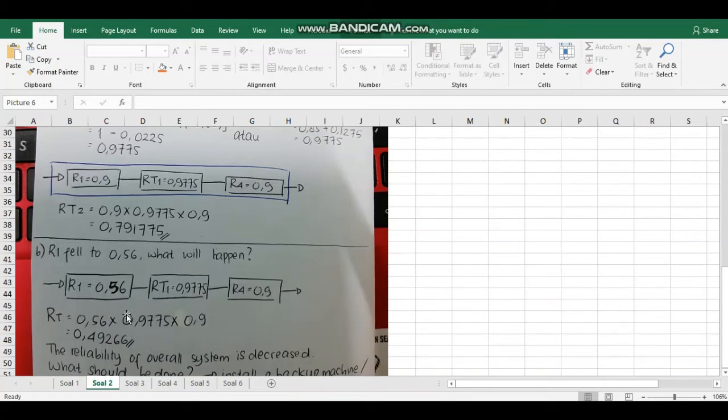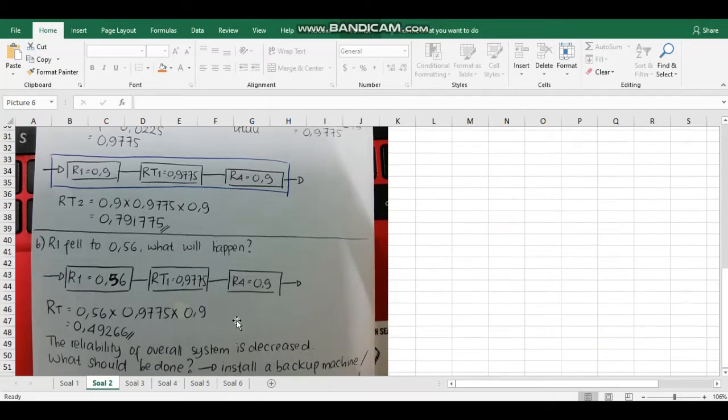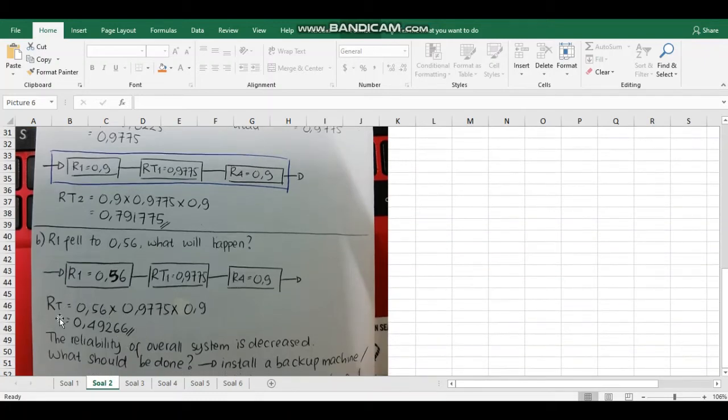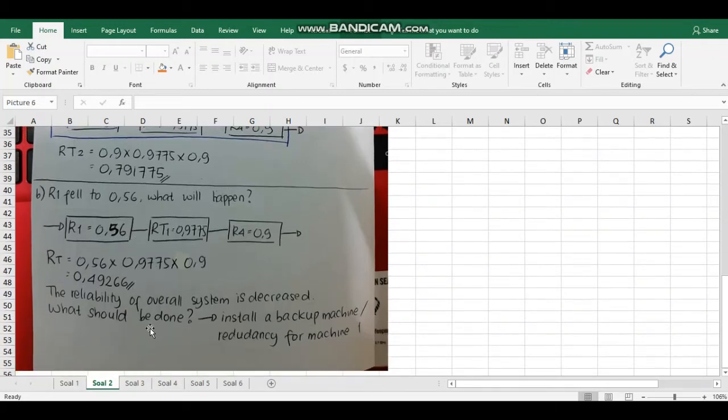Then you have to multiply with the rest of them. It still remains the same. And finally, we have the new reliability for the overall system, and it's actually decreasing, right? Before R1 fell to 0.56, we had 0.79 and so on as our reliability for the system. And now we have 0.49266 when R1 fell. So the reliability of the overall system is decreased.